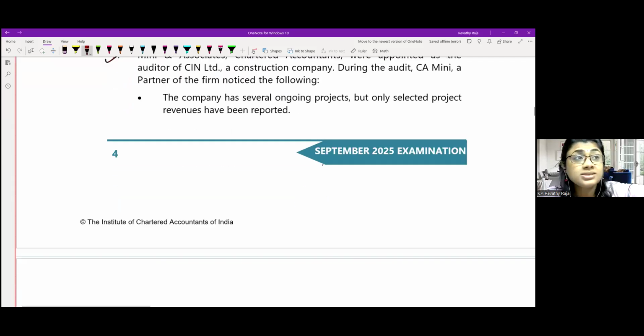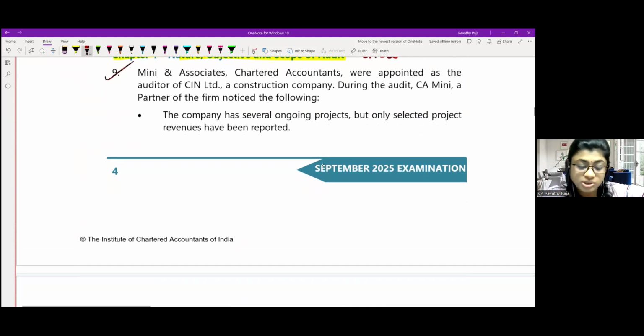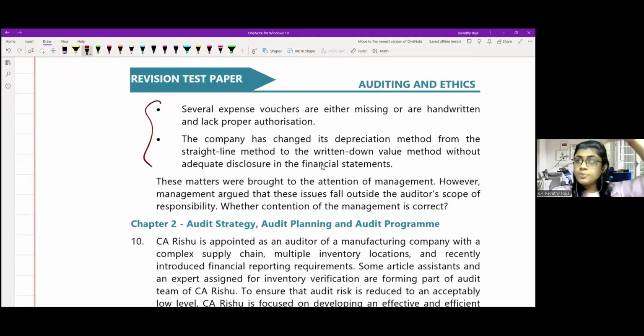See, this is a big question. In your exam paper, it will be like half a page. Whenever a big question comes, it's just an advice: if possible, read from the last sentence. It will have the main crux. These matters were brought to the attention of management. However, management argued that these fall outside the scope of auditor's responsibility. Whether the contention of the management is correct. I'm not saying the answer because I want you to guess. So you read this. Now you read above.